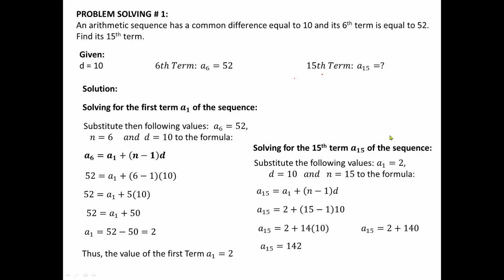So tama yung diskarte natin kanina na actually mas mabilis pa. Actually ngayon ginamitan natin siya ng formula eh. Okay, anak, naiintindihan ba? Opo, sir. Klaro ha? Okay, so let's proceed. So thus, the value of the 15th term, a sub 15 is 142.